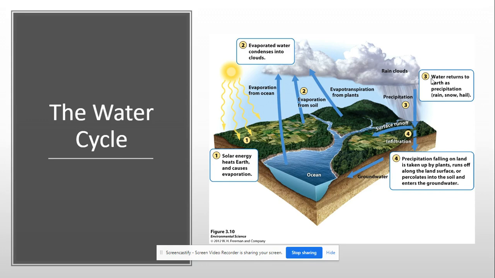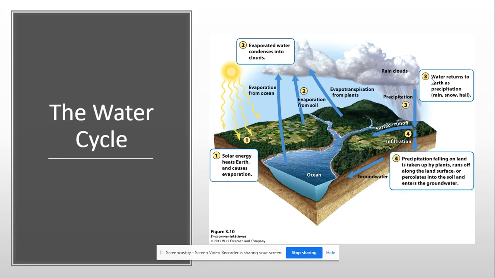So, key pieces to the water cycle. We know that solar energy helps to drive this cycle. Solar energy is going to heat up Earth's surface, heat up any surface water, causing evaporation. That liquid water changes to a gaseous state. That's going to then rise up into the atmosphere and eventually condense back into precipitation, where then that water will return back to Earth.